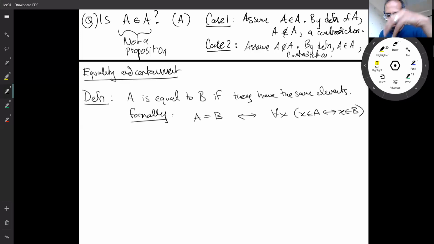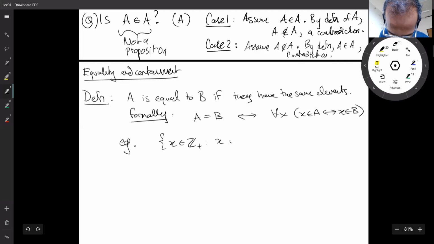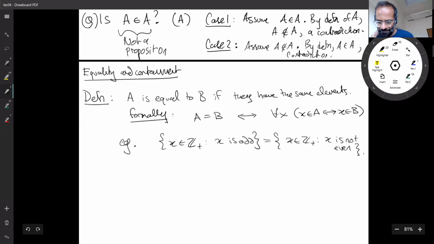And you kind of need this, right? Because you have these infinite sets, and how do you actually check if they're equal? So you need to have some well-specified way to determine that. So for example, the set of all positive integers X such that X is odd is equal to the set of all positive integers X such that X is not even. This is because a positive integer is either even, or if it's not even, it's odd, if and only if.